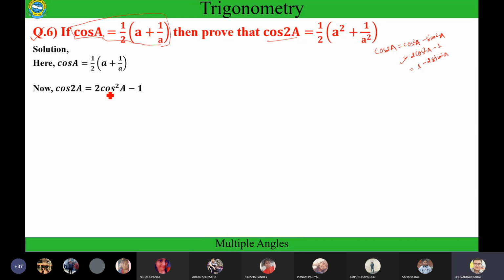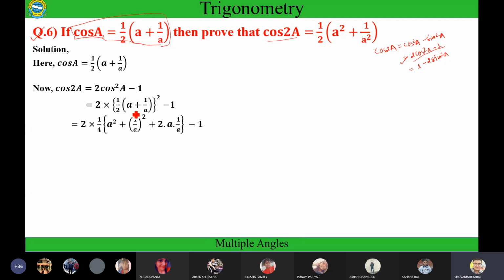Cos 2A is equal to 2 cos square A minus 1. This is the formula, 2 cos square A minus 1. So let's replace cos A with the value given in the question. It is equal to 2 times {1 by 2 (A plus 1 by A)} whole square minus 1.